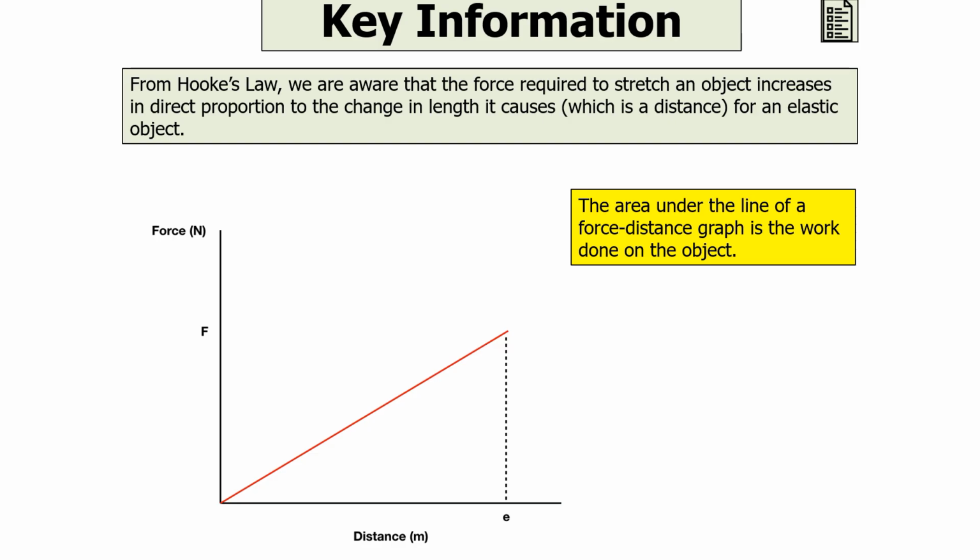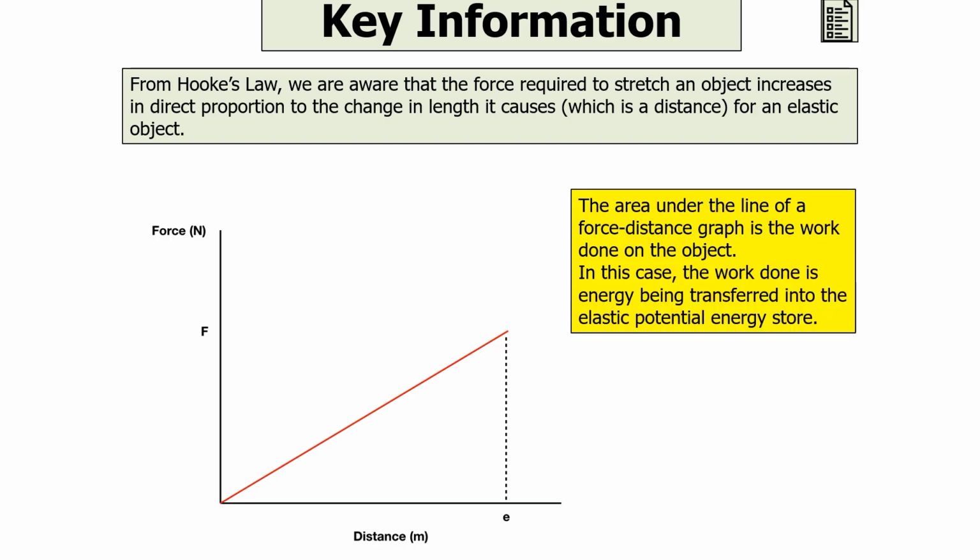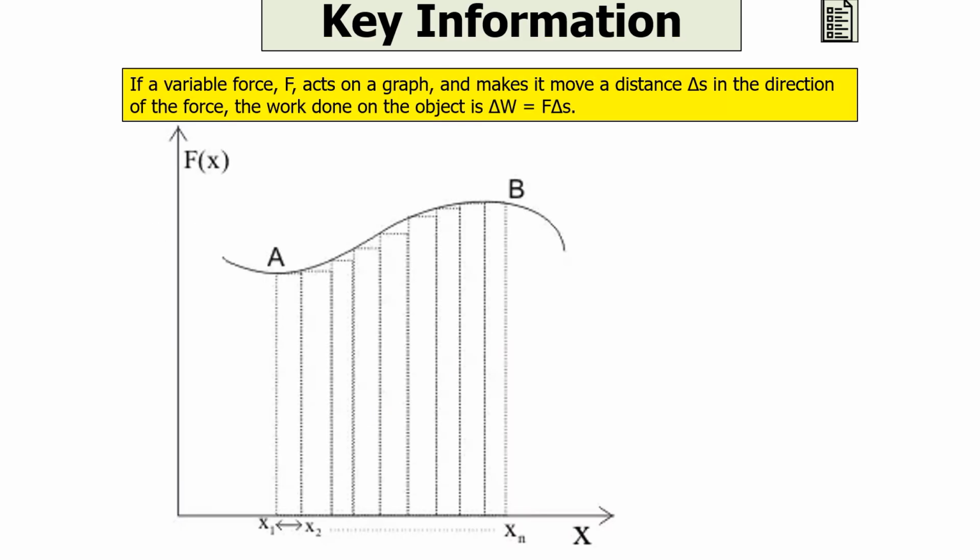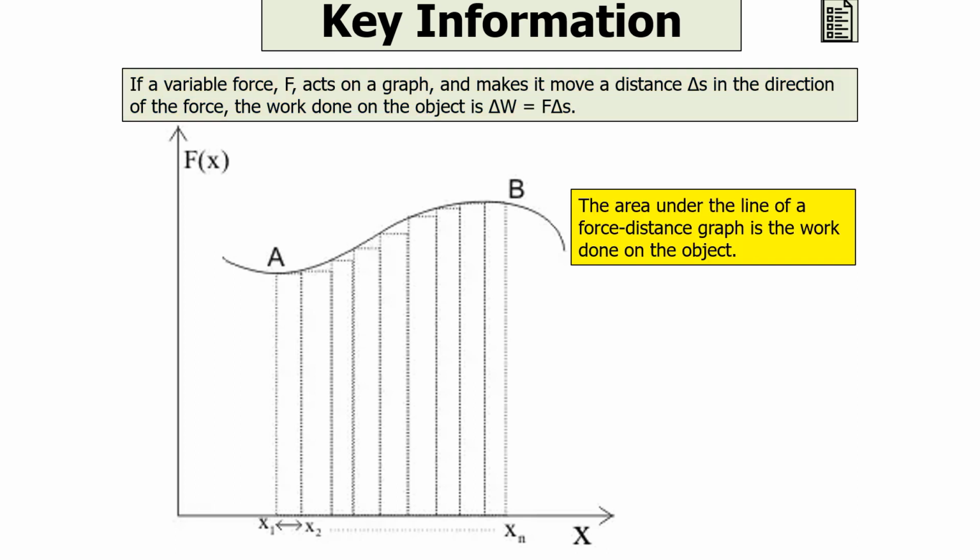And in this case, it is the work done, the energy is being transferred into the elastic potential energy store. So it'll be a half force times by distance, because that is the area under this line. Now, if a variable force F acts on an object, it makes it move a distance delta S in the direction of the force. So therefore, the work done is going to be delta W equals F delta S. So the area under the line of this force distance graph is the work done on the object.